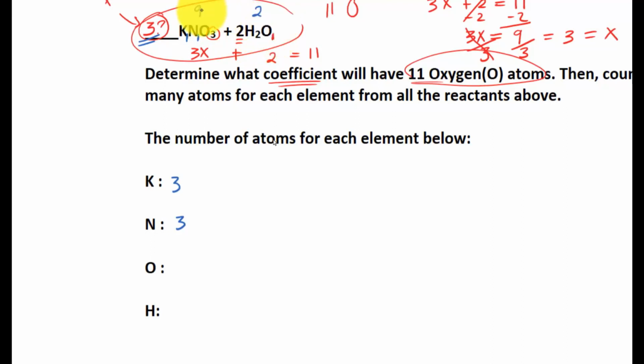So what is 9 plus 2? That gives us 11 oxygen, which is exactly what we're looking for right there. And then for hydrogen, well, 2 times 2, that gives us 4 hydrogen. So here we have a total of 11 oxygen atoms. So therefore we can prove.